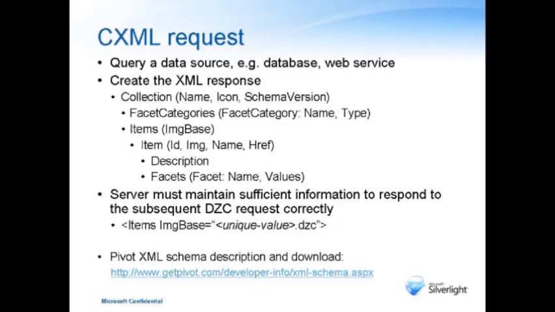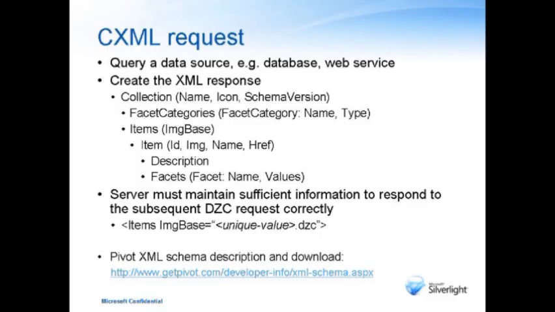The items containing the image base element, which refers to your DZC, deep zoom collection file, and then all the items within the collection, which have their ID, their image reference to the DZC, the name of the item, href, description here if you want to include it, plus all the facet values that apply to that item. Now think about what Pivot does after it gets the CXML back. It looks through it, picks up the items element and reads the image base tag off it, finds that DZC name, and makes a request for it.